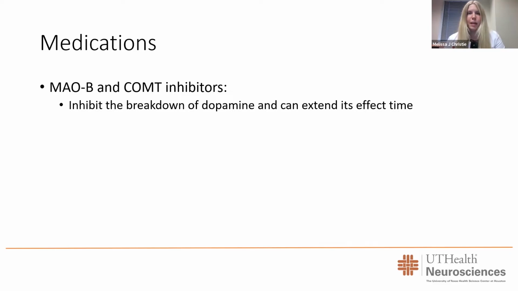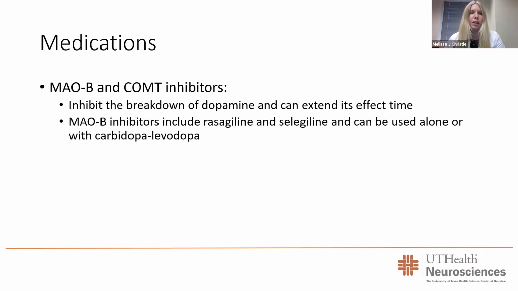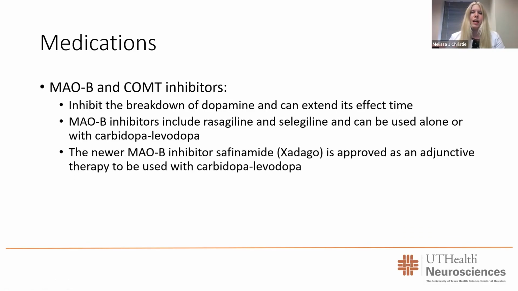These have been out for many, many years, but they do have some newer formulations. So the MAOB inhibitors include rasagiline and selegiline. These medications can be used either alone or with carbidopa, levodopa. So there are some patients early on, especially with the rasagiline, because it can be taken just once a day, so it's fairly easy to use, with a low side effect profile. It's not so much robust benefit, but if symptoms are mild, you can just take this once a day medication, and you do not have to start levodopa.